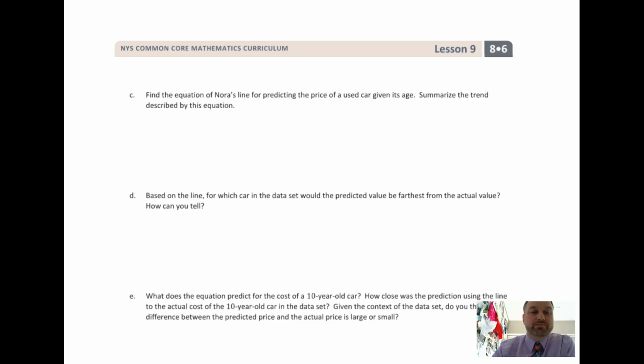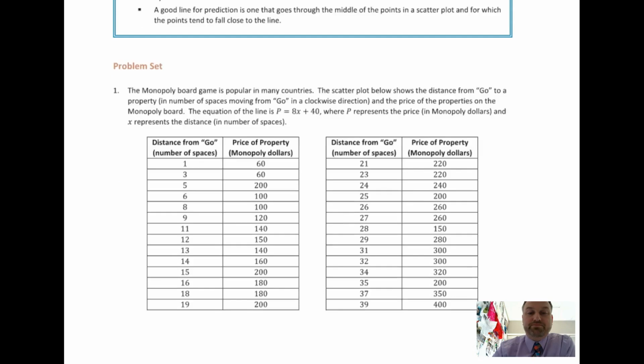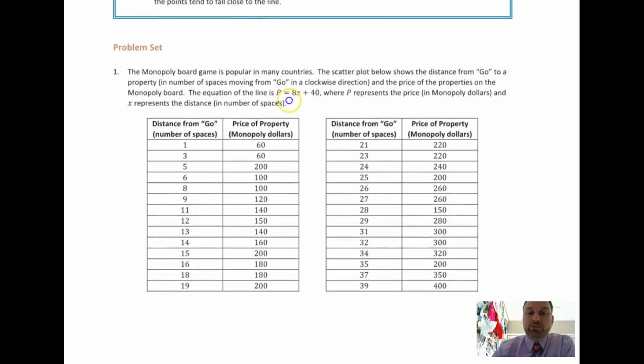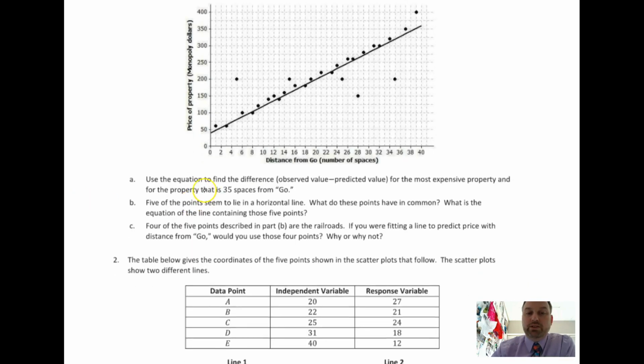Okay, so now for the homework that is due Friday. Use this equation. When they ask you to find the predicted value, that's the equation you use. Okay, so for instance, for number 1, it says use the equation given, the one I just underlined, to find the difference, the observed value minus predicted value, for the most expensive property and for the property that's 35 spaces from Go. So again, the observed value is the actual value.